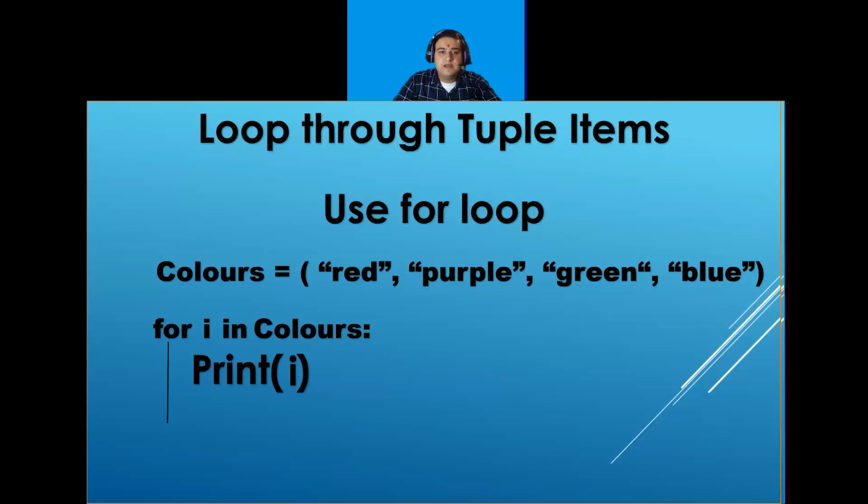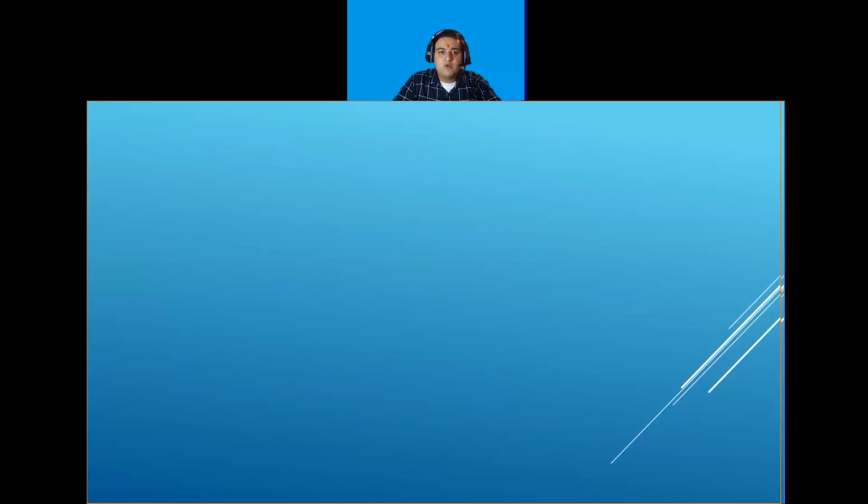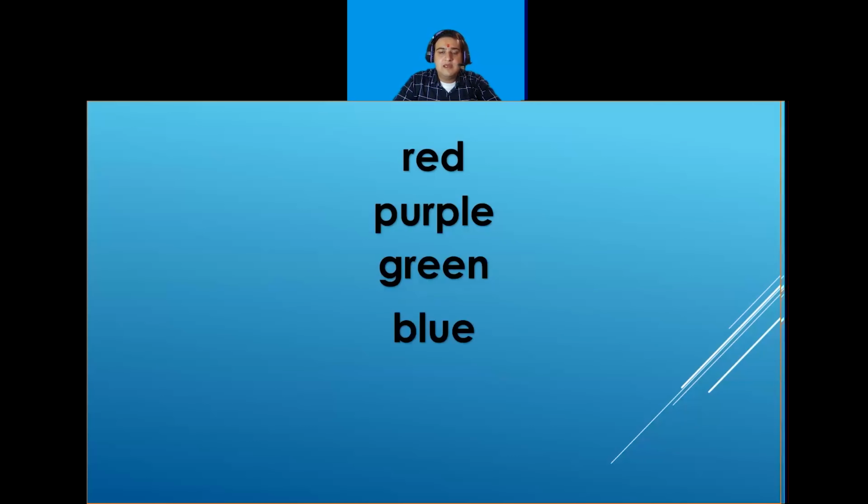So this print I will give me my output as red, purple, green and blue, and not in a tuple format but in a one-on-one manner. I will be going to teach you about for loop in my upcoming session of for loop chapter.